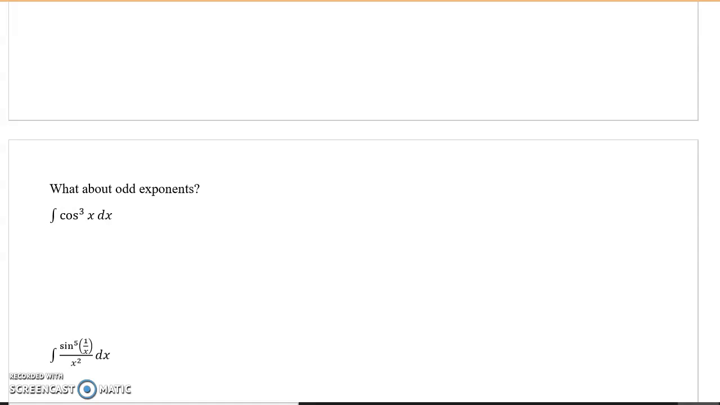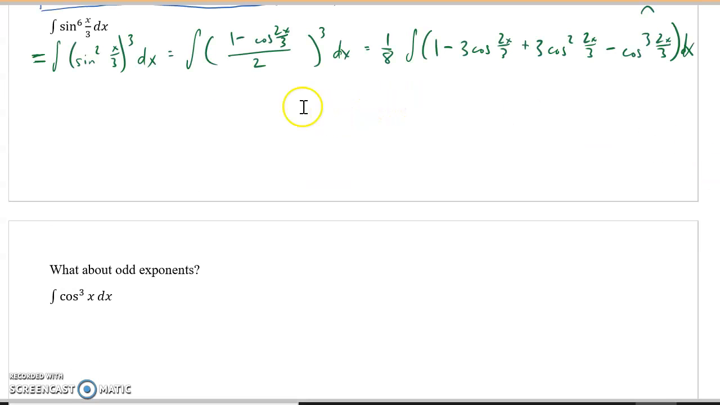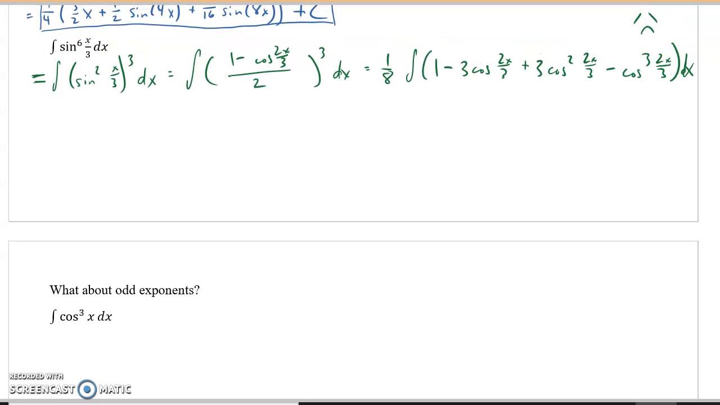When last we met, we were trying to integrate a pretty nasty integral, sine to the sixth of x over 3, and we expanded it out using a power-reducing identity and cubing a binomial, and then we got to this cosine to the third of 2x over 3. And that made us sad, not only because the problem was so big, but we actually haven't learned how to deal with cosine cubed or sine cubed yet.